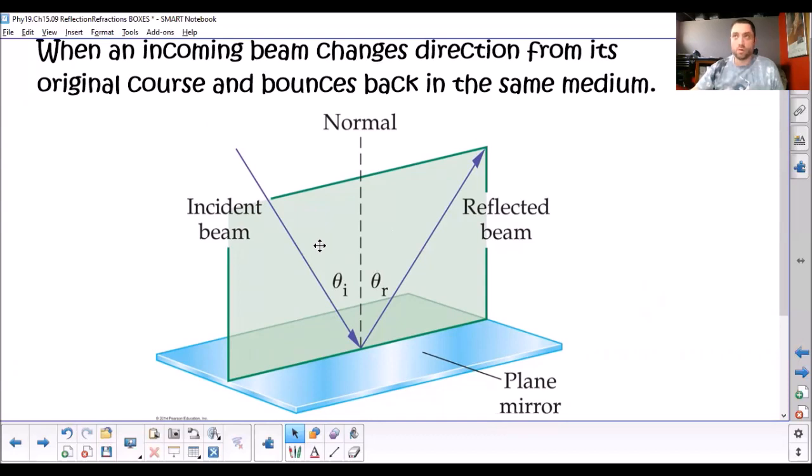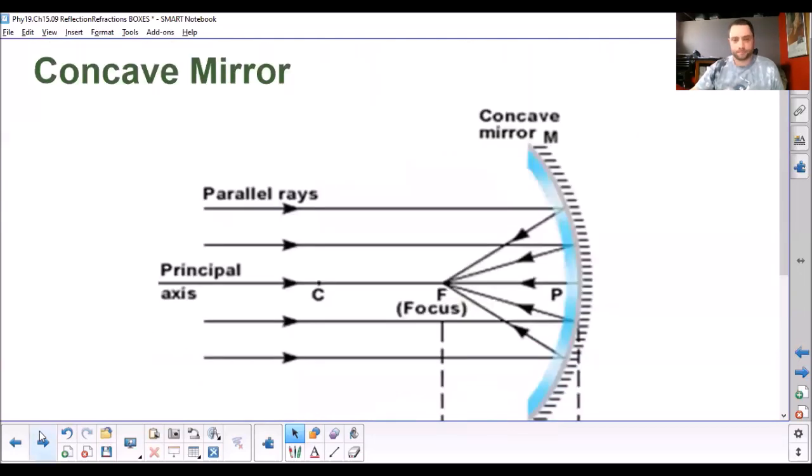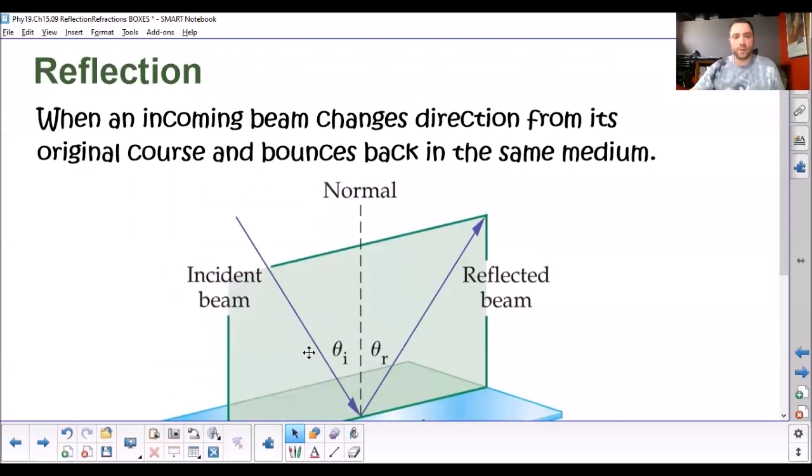One thing to notice is that those two angles are always going to be the same as long as they're bouncing within the same medium, meaning the same thing. So normal things would be air. So it comes in air and bounces off, and it'd be bouncing off in air. So those two angles are always going to be the same. And that's also the way we measure those angles, is always from that normal.